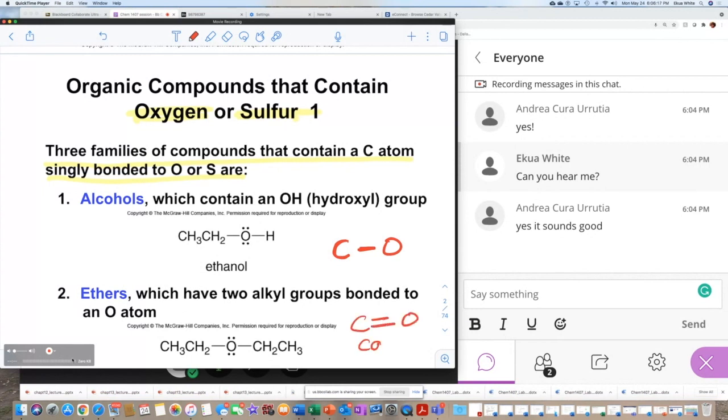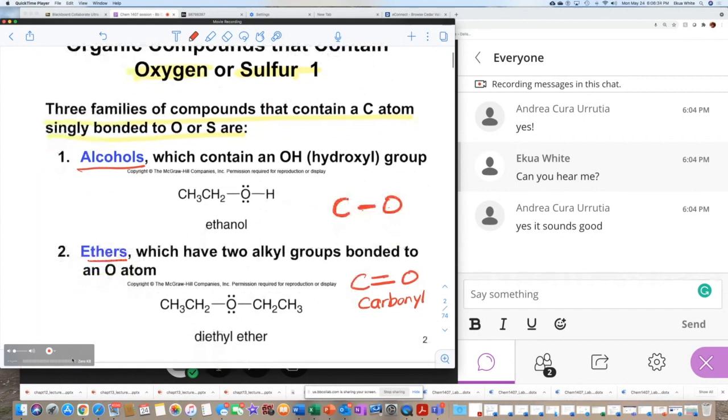That one had a special name called carbonyl. Okay, the alcohol, the ether, and the thiol, we'll see the thiol, has a carbon attached to an oxygen, but it has to be via a single bond.